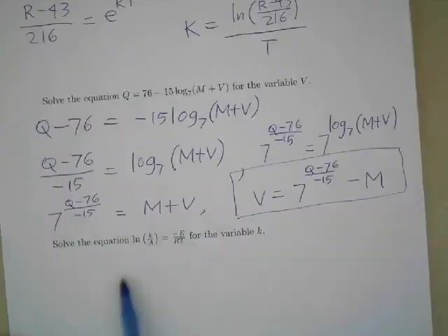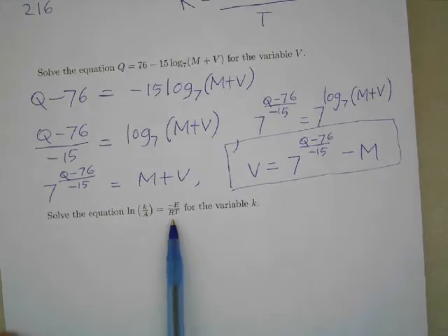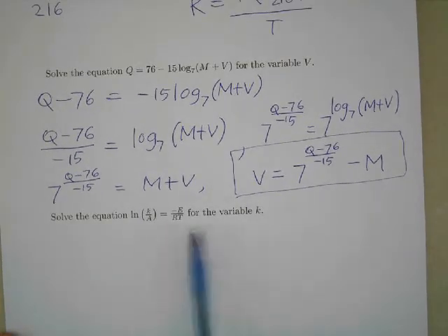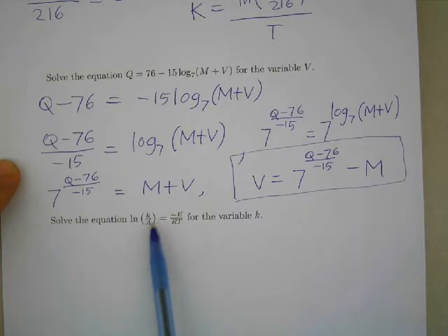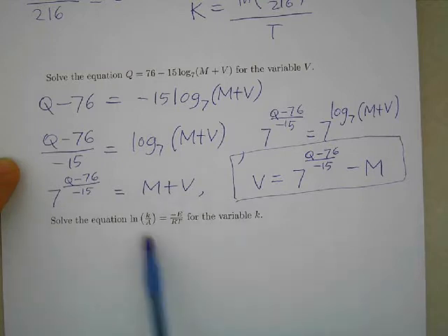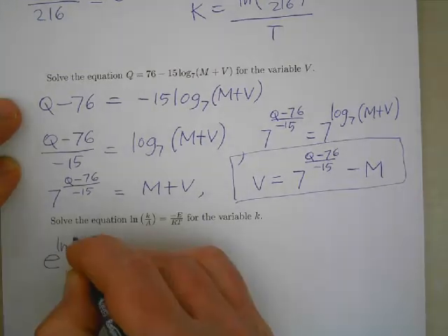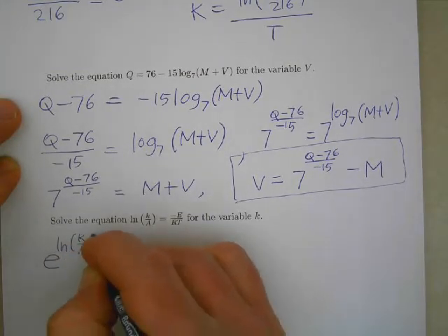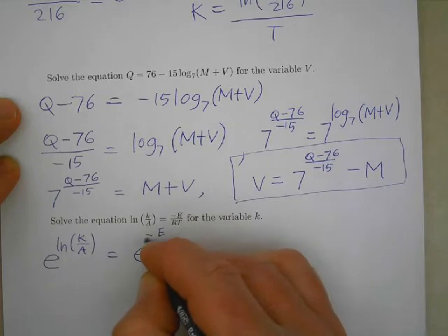Okay, in the next one, solve the equation the natural log of k divided by a equals negative e divided by rt. Solve this for k. Okay, so on this one, k is in the argument of the natural log, so we can use both sides of this equation as an exponent for the base number e, since it involves the natural log. So that is e to the natural log of k divided by a equals e raised to the exponent negative e over r times t.